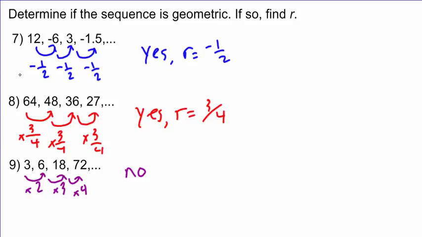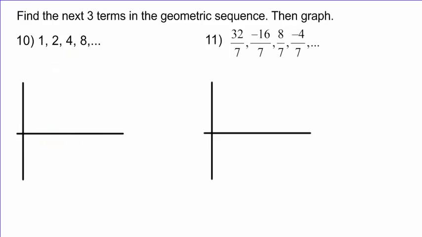By the way, one little minor thing that I noticed, I didn't put a multiplication symbol up here. I don't want that to confuse you. We're not talking about subtracting 1/2. We're multiplying by negative 1/2. All right, let's keep on keeping on.